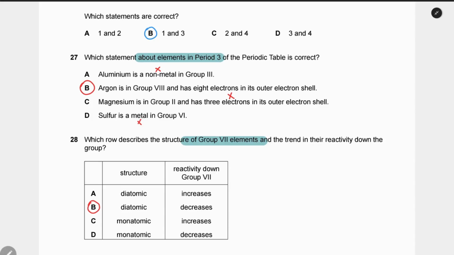Which row describes the structure of group 7 elements and the trend in their reactivity down the group? So we know that group 7 elements are diatomic molecules, so the structure is diatomic. And if I talk about the reactivity, if you can see fluorine, chlorine, bromine, and iodine, fluorine is the most reactive, so as we go down the group, the reactivity decreases. So the final answer is diatomic and decreases. Option B.